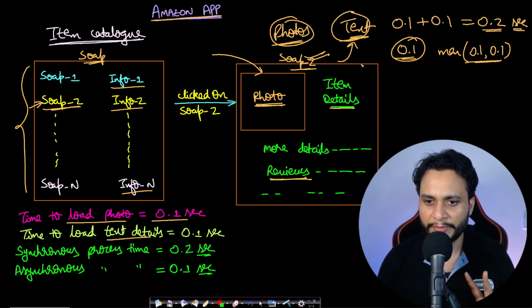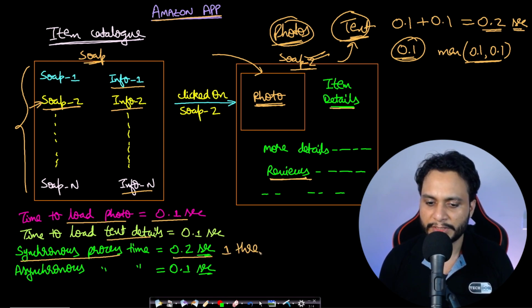So you can create two different threads. One thread will get the photo, another thread will get the text, and then you can combine the result, right? So in a synchronous process for this application, you will be taking 0.2 second, which is done by just using a single thread, and using asynchronous process you will be doing it in 0.1 second. So in this case asynchronous process will be faster because these two events, event of getting the photo and event of getting the text details, are two independent events, right?